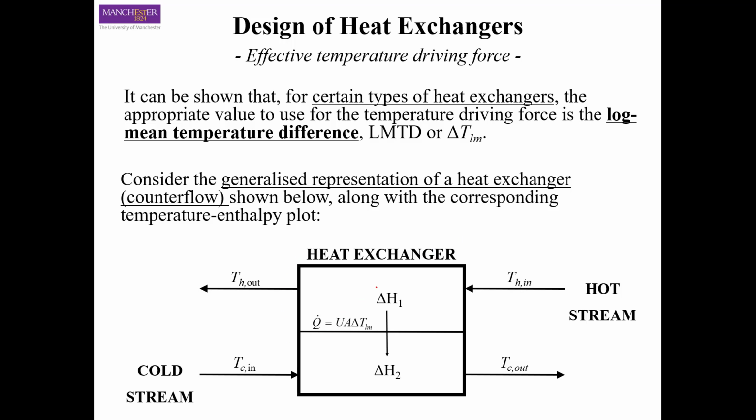So you have T hot in going in and T hot out coming out, and then you have the cold fluid going in the tube, TC in and TC out. Okay, and in this process the heat is being exchanged from the hot fluid to the cold fluid. So let's look at how we can calculate delta T over this length scale of, let's say, L. Here L is the length.